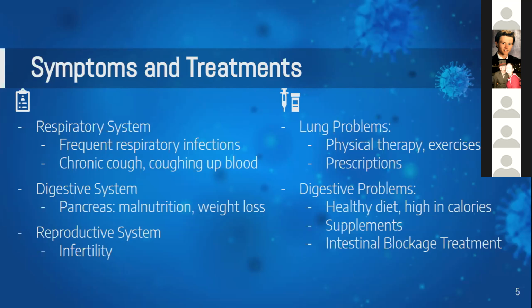And for the digestive problems, a healthy diet high in calories often helps with malnutrition and weight loss, as well as supplements that help with the pancreatic enzymes and vitamins that are being lost. And they also have treatments that can help with intestinal blockages that can help with constipation and bowel disturbances. And that is all. Thank you.